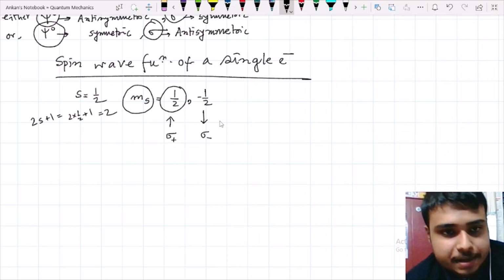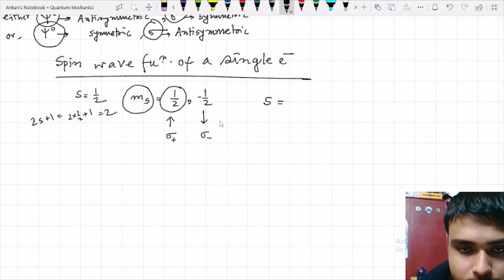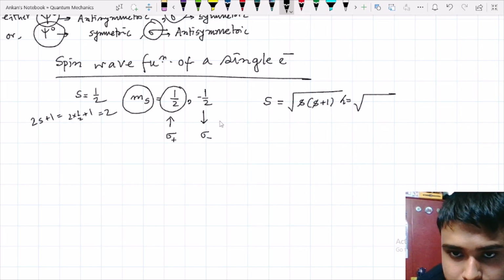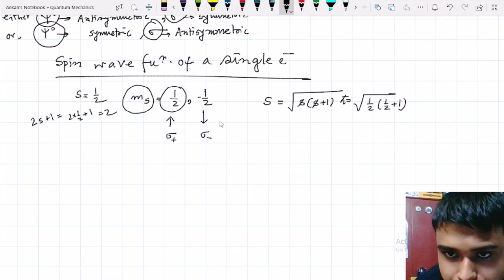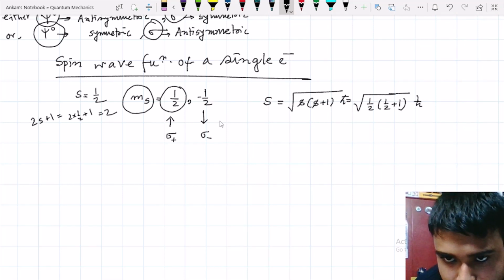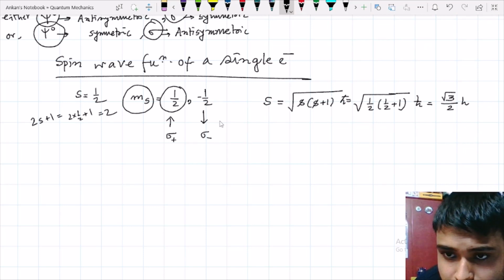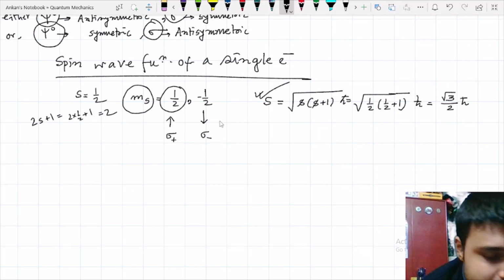Now what we can obtain: the spin angular momentum will be equal to root of s into s plus 1, times h bar. So half into half plus 1 is half into 3 by 2, that is 3 by 4, so root 3 by 2 h bar. This is the total spin angular momentum of the electron in that case.